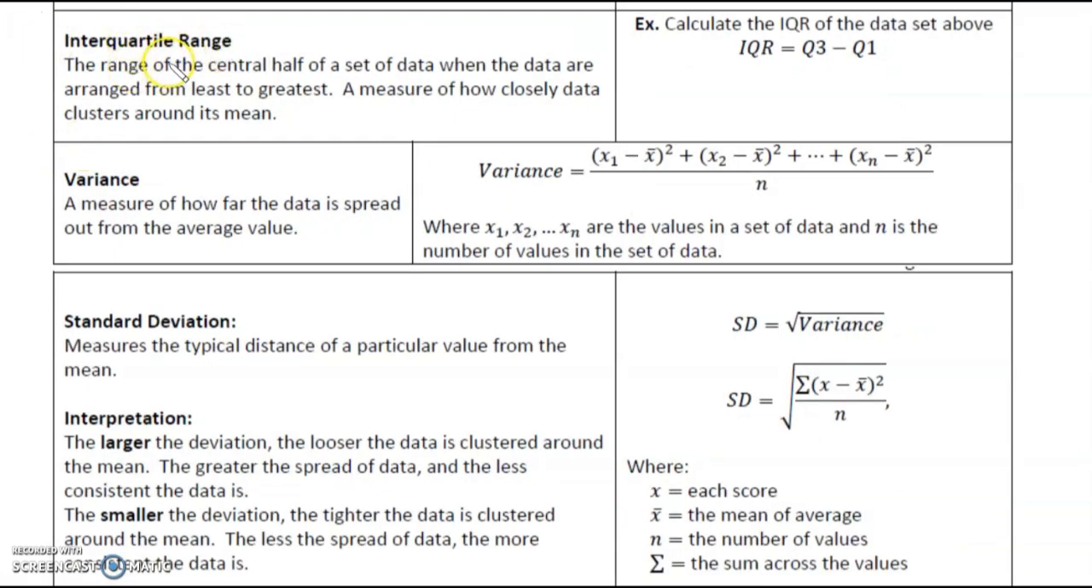Now the interquartile range is technically the central half of the set of data, like the middle half, when ranging from least to greatest. And this is a measure of how closely the data clusters around the mean. How we calculate this is Q3 minus Q1. So what was our Q3? It was 7 minus our Q1, which was 4. So our IQR, which is the interquartile range, is 3. So around the mean, our data clusters 3 points.